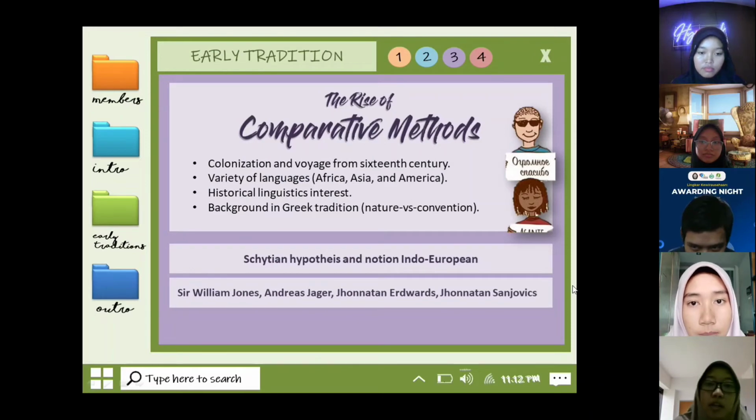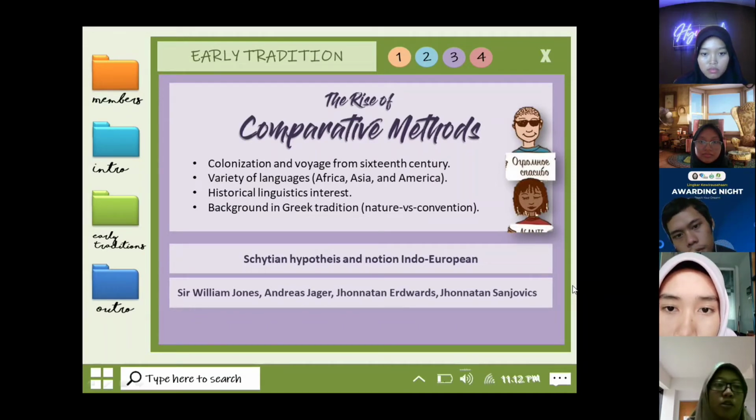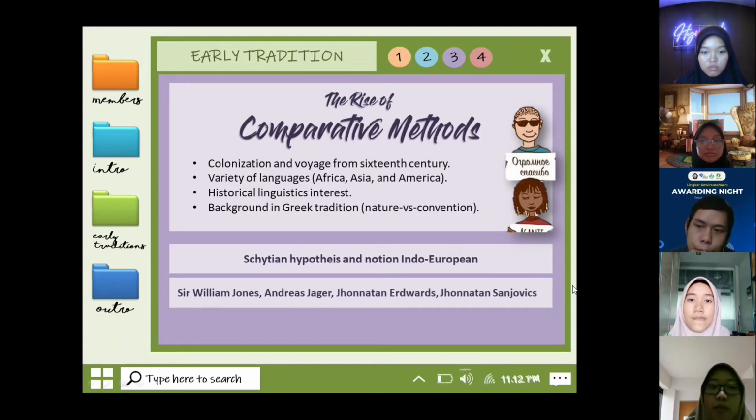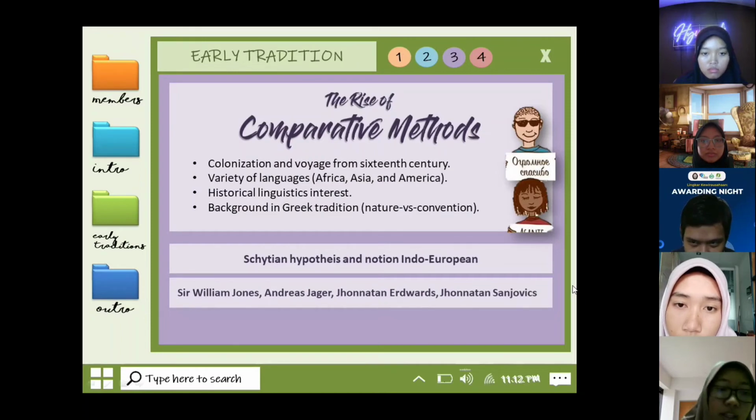And the next is the comparative method. It began from colonization and voyages from the 16th century. Metode perbandingan ini dikembangkan oleh Marcus van Boxhorn yang mengusulkan bahasa leluhur Indo-Eropa yaitu Sanskerta, yang tidak berkerabat dengan bahasa Ibrani tetapi merupakan induk bagi bahasa Jermanik, Yunani, Roman, Persia, Slavik, dan Baltik. And from this became a variety of languages such as in Africa, Asia, and America.